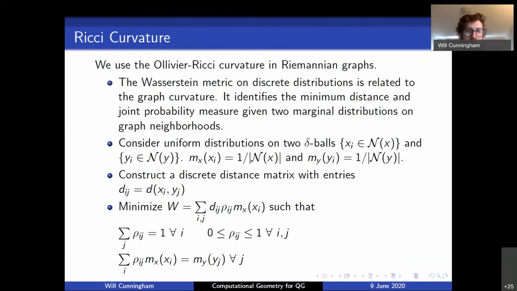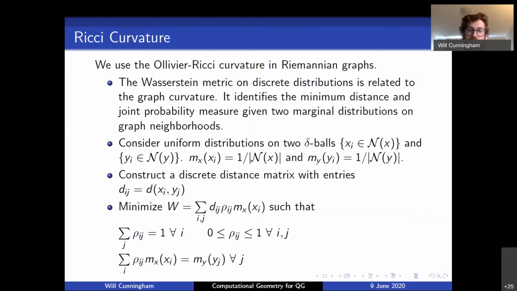One of the more interesting observables is the Ricci curvature. In the Riemannian case, we're going to use this expression called the Olivier-Ricci curvature. There are a handful of different graph curvature metrics, but this is the one which converges to the Ricci curvature in Riemannian geometric graphs. What we're going to look at is this statistical quantity called the Wasserstein metric, which gives you some estimate of the distance between statistical distributions.